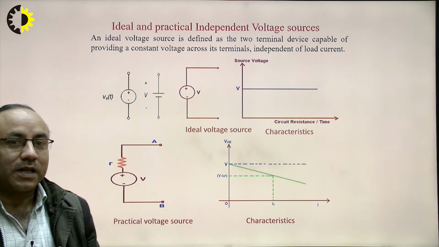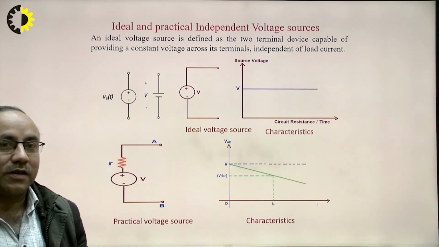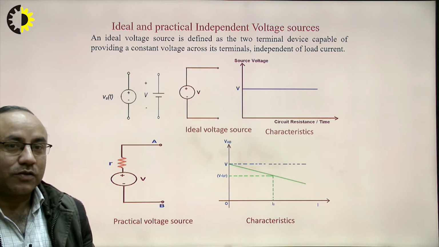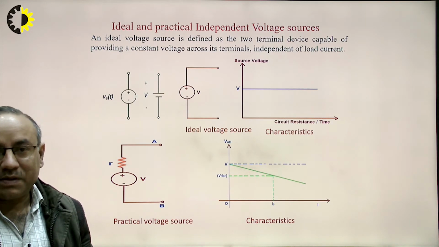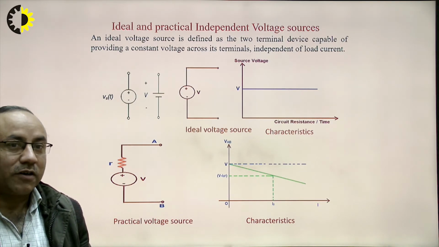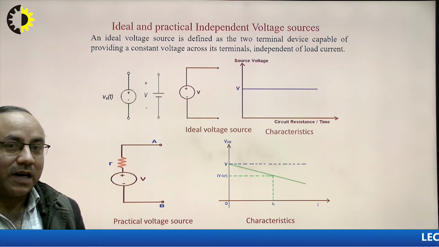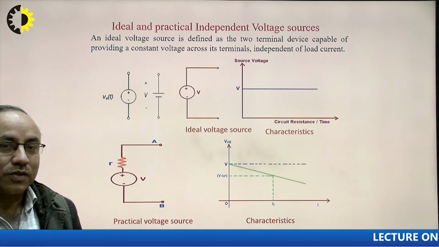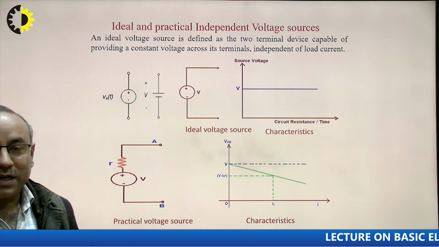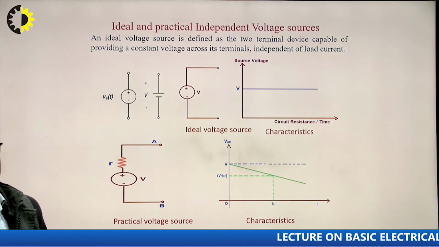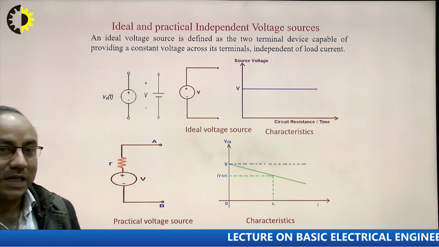If we talk about the characteristics of this ideal voltage source, we can see from the characteristic diagram that the source voltage, which is given by the EMF of the source, is equal to the terminal voltage whatever current is passing through the source in the circuit. The reason we have already seen: the internal resistance of the source is 0.